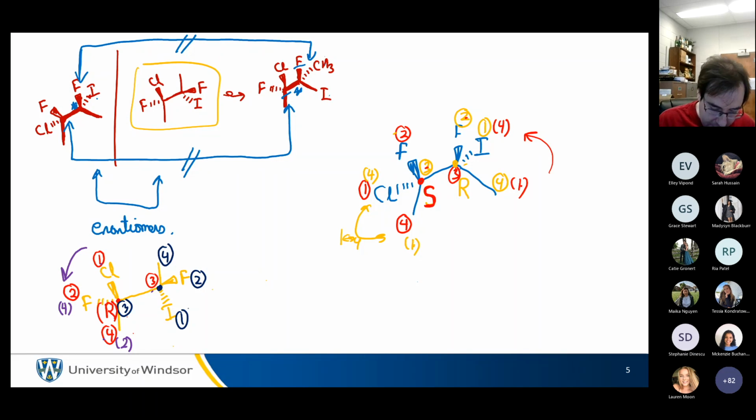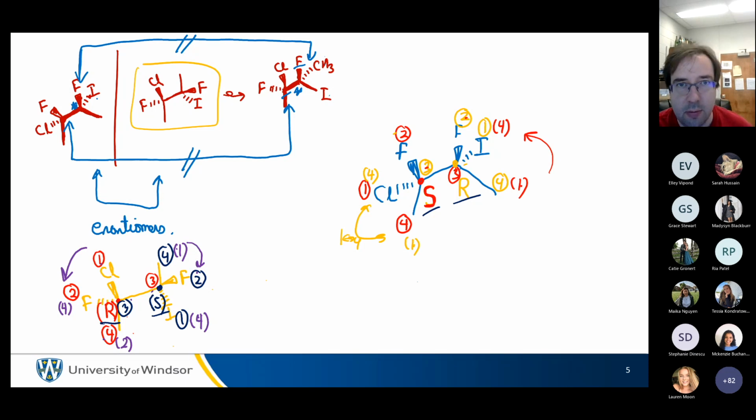And this guy here, I do the same thing. I want 4 back and away. So I swap 4 with 1. And then I go 1, 2, 3. That looks R, but I made a swap, so it was S. Then I compare these ones. The left one was R, it is now S. The right one was S, it is now R. I have flipped all the stereocenters.